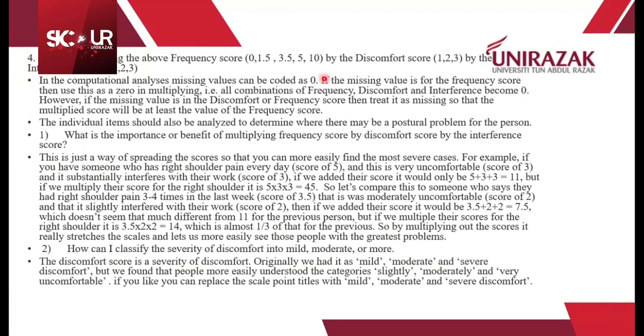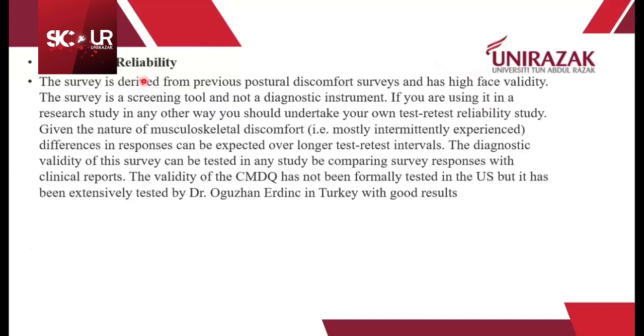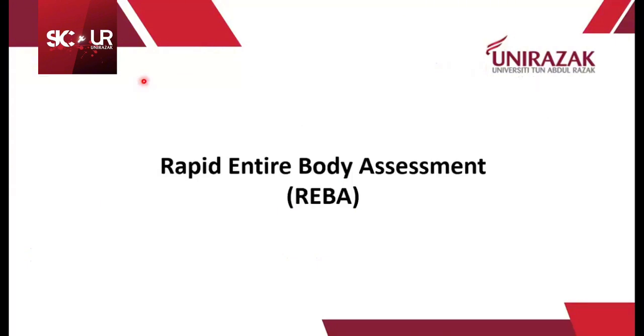So, ada juga kita boleh multiplying the above frequency score 0, 1.5, 3.5, 5, 10 by the discomfort score 1, 2, 3 by the interference score 1, 2, 3. So kita boleh multiply antara frekuensi kali dengan discomfort score kali dengan interference score. So far, validity dan reliability untuk CMDQ sangat baik dan tak ada masalah lah, dan kita boleh guna pakai je.